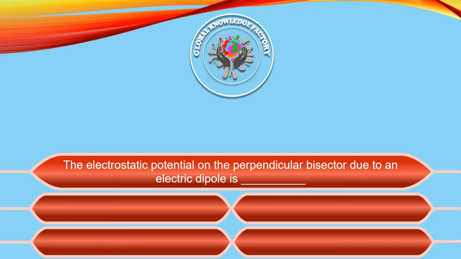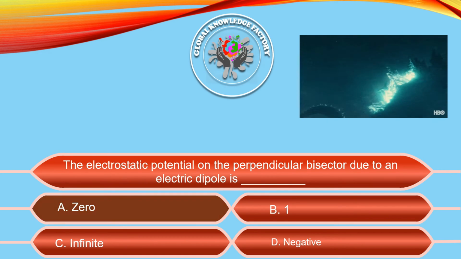The electrostatic potential on the perpendicular bisector due to an electric dipole is: A. 0, B. 1, C. Infinite, D. Negative. Answer is A. 0.